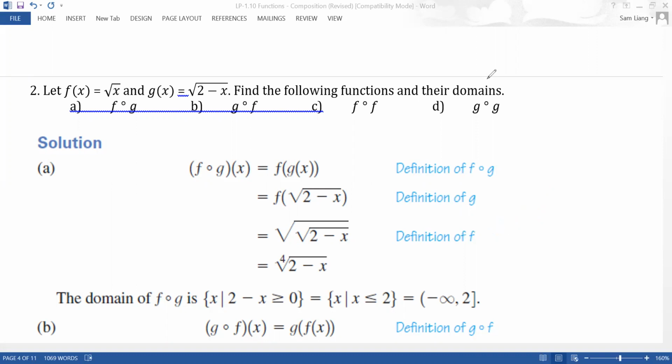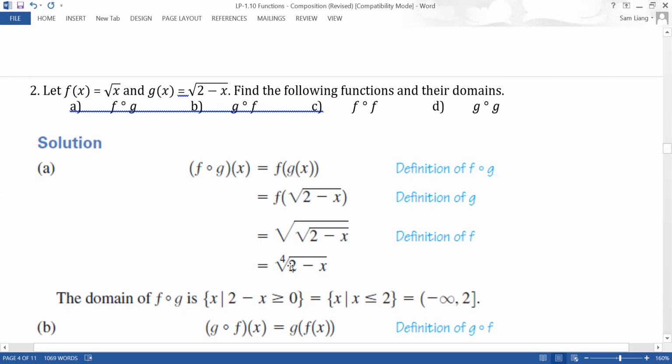Okay, and then the domain of f composed with g. We first have to find the domain of this part, the inner function, and then we look at the final composed function and see where they intersect. So the domain of this square root of 2 minus x is this: 2 minus x has to be greater than or equal to 0. Then, adding x to both sides, we get 2 is greater than or equal to x, or another way to say that is x is less than or equal to 2. So negative infinity up to 2.